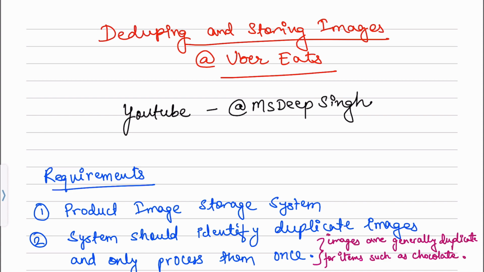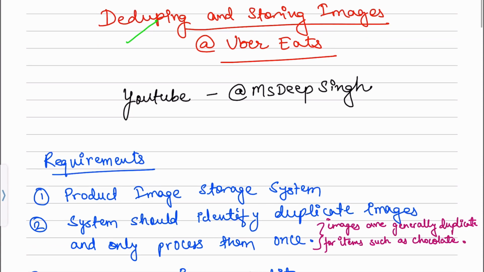Today we are discussing how you can design a system which can help in deduping and then finally storing the image. Basically, we don't want to store the duplicate images again. So let's take an example.